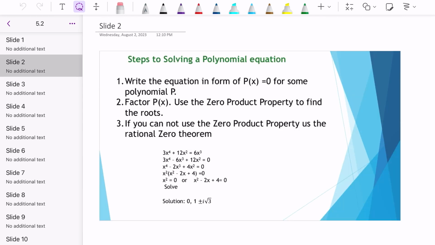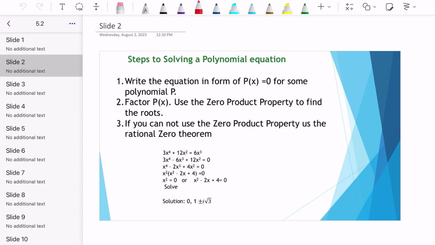In slide 2, we go over a step-by-step of how to solve a polynomial equation. In this case, you can see that the equation is being set in the form of p of x is equal to 0, meaning that polynomial, whatever that polynomial might be, would be set to 0. We're going to go ahead and factor out that equation, and then we're going to use the zero product property in order to find the roots. If you can't use a zero product property, then you're going to use the rational zero theorem depending on the scenario that you're in.